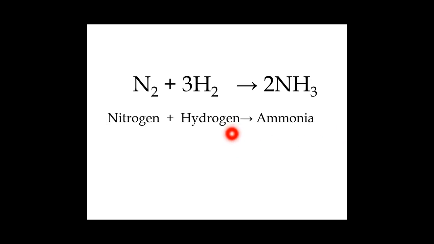This is the word equation and the chemical equation of formation of ammonia. Nitrogen reacts with hydrogen, forms ammonia. This is the symbol of nitrogen. This is the symbol of hydrogen. This is the formula of ammonia. So nitrogen and hydrogen, which are involved in this chemical reaction, are known as reactants. Ammonia is a product.